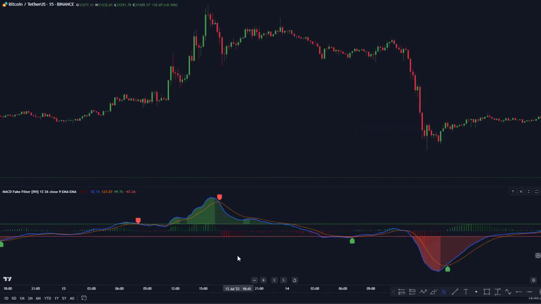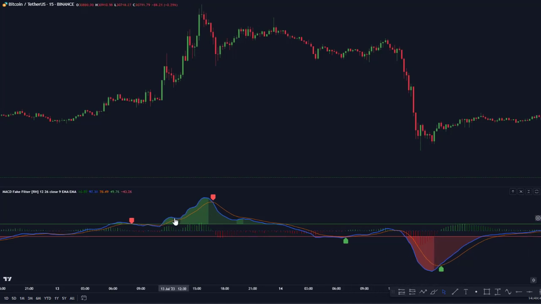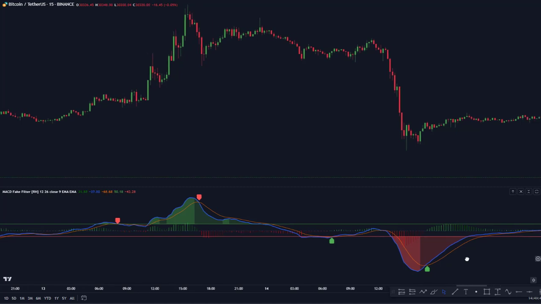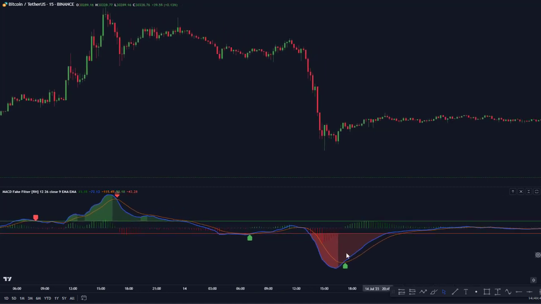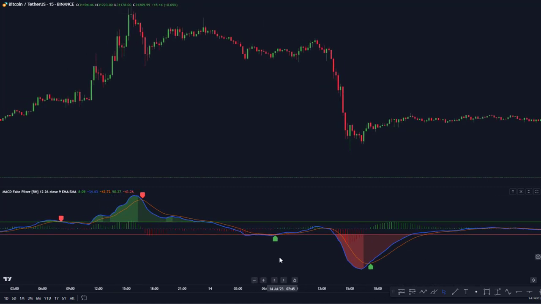The positive waves are the ones that are above the zero line, and the negative waves are the ones that are below the zero line. The height of the wave shows the strength of the trend. The higher the waves, the stronger the trend. The MACD Fake Filter indicator calculates the average height of the waves and shows it as a green wave. It also shows the buy and sell signals as blue and orange dots.